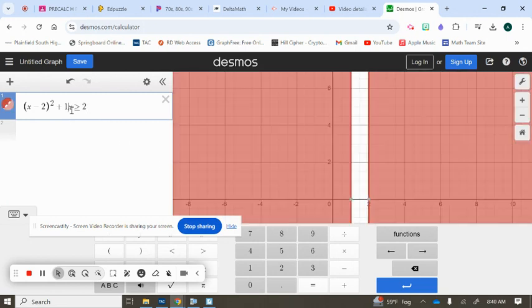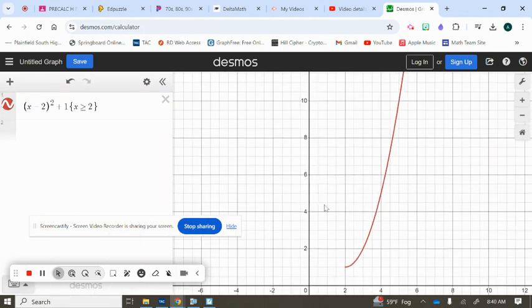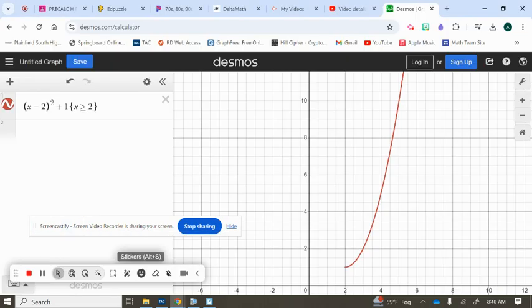What happens with that is if we restrict that, we now can see that this will in fact pass the horizontal line test. So that restricted domain is going to be part of this: x values greater than or equal to 2, so that we now have this passing the horizontal line test.